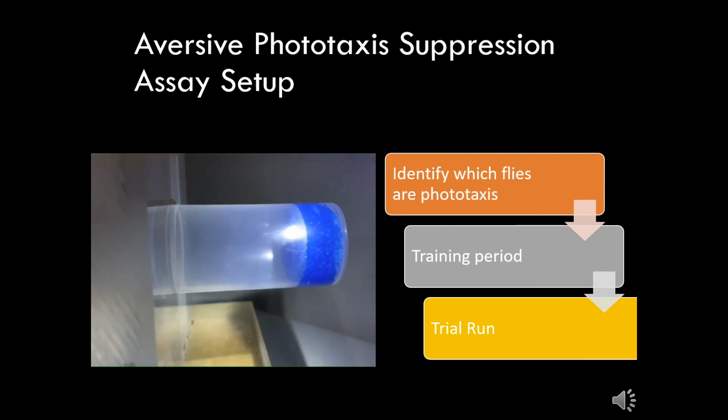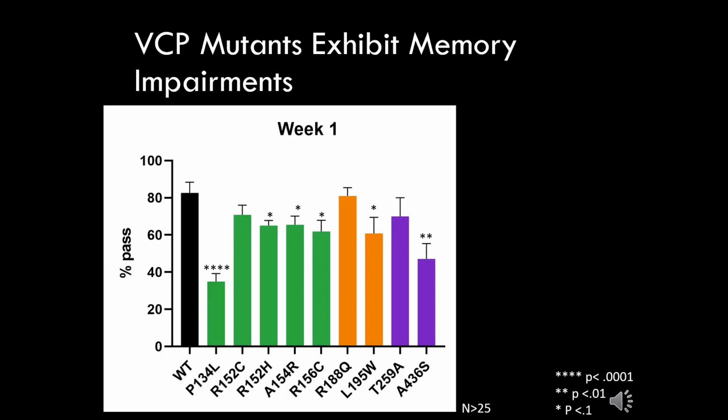Then I will do training periods, which consisted of 12 trials, each lasting roughly 60 seconds. In the training period, I used an aversive odor. Since flies naturally are attracted to the light, when they're paired with this aversive odor, what we see is that with the wild type, over the course of the training period, they actually remember that the aversive odor is present, and they stay in the dark chamber and don't migrate to the light chamber. After the training periods, we do 5 trial runs immediately after the training period. Then we analyze the trial runs to see the memory impairment.